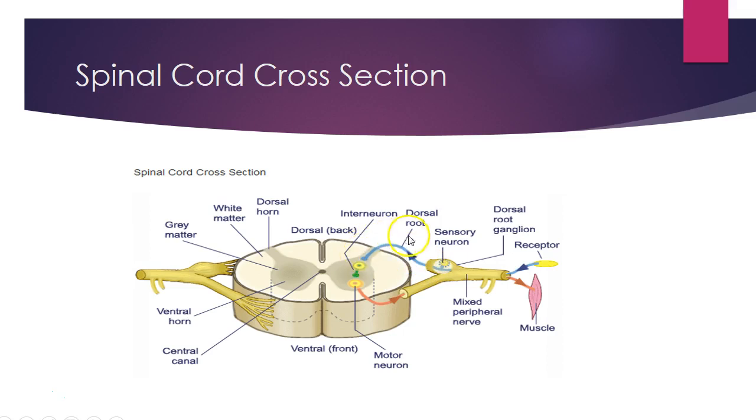So the blue is the afferent. That's where sensory information comes into play. It comes down into the spinal cord. So your afferent transmits your sensory, and then your efferent will transmit to the muscle.